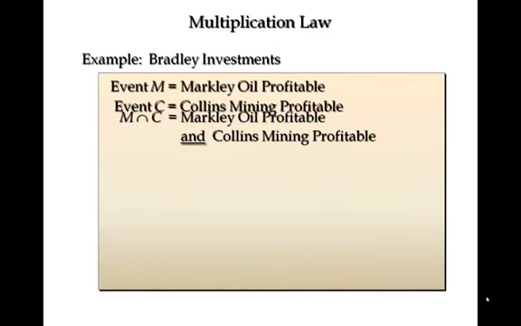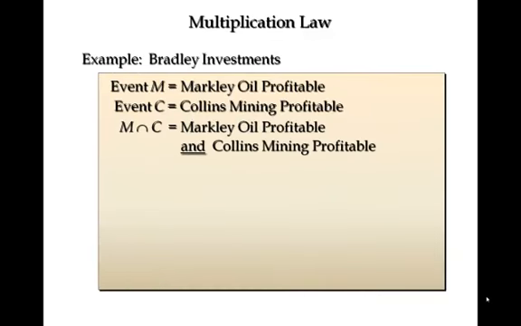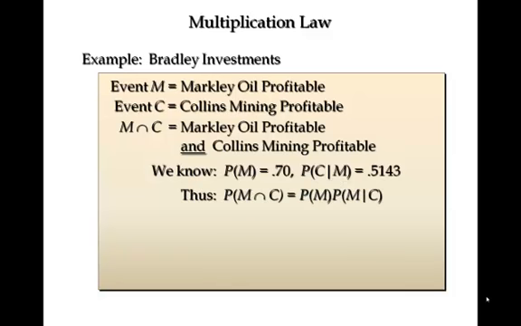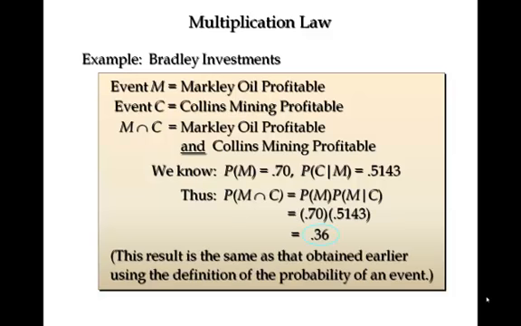And using the example from Bradley Investments, what is the probability that Markley and Collins will be profitable, i.e. the probability of M intersection C? We know these probabilities, probability of M and the probability of C given M, from 2 slides earlier. Plugging them into the equation, we will get 36%, which is exactly the same as the probability of the intersection that we computed much earlier.